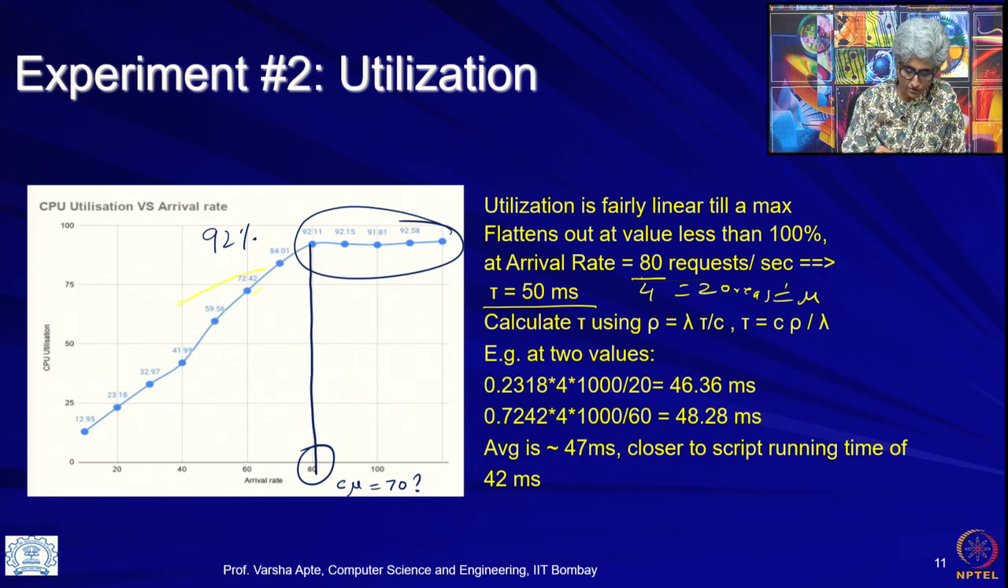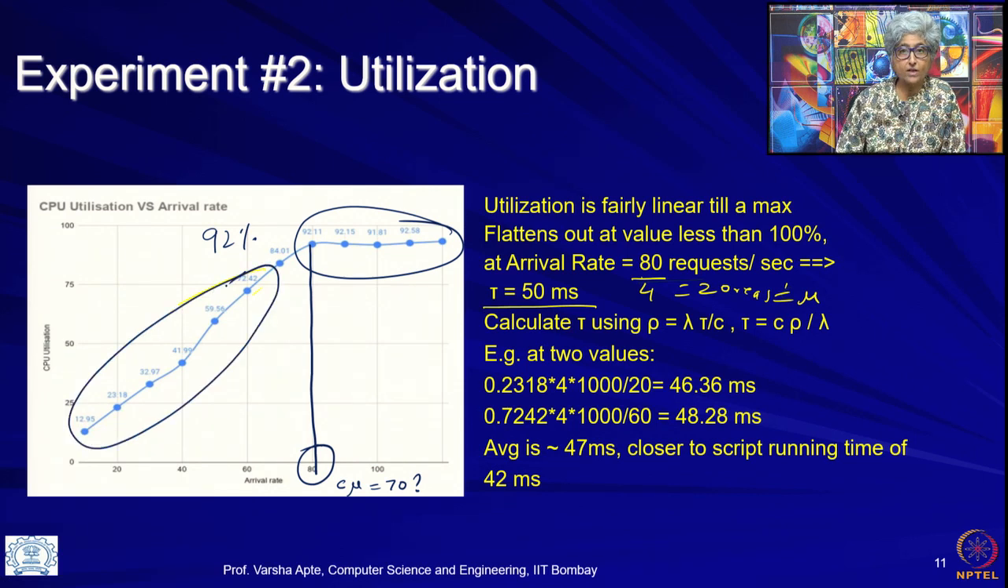Now let us look at some values here, right? This also is a measured utilization. This also should give us an estimate of tau. So we are basically doing rho equal to lambda tau by C, so tau is C rho by lambda. If you plug that in here, you get a 46.3 milliseconds estimate for this value, and you get a 48.28 millisecond estimate if you take this value. Okay, so if you take two different values of rho and try to estimate tau, you get this. So this is close enough. This is not bad, and the average is 47 milliseconds. Now this is closer to the running time of the script of 42 milliseconds.